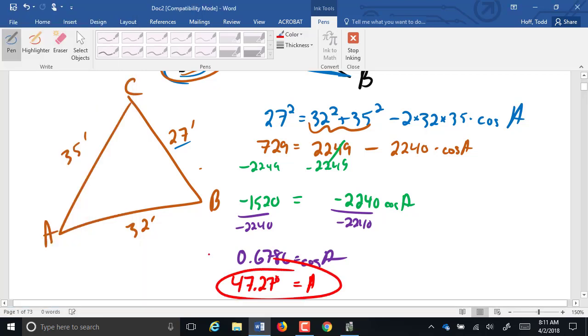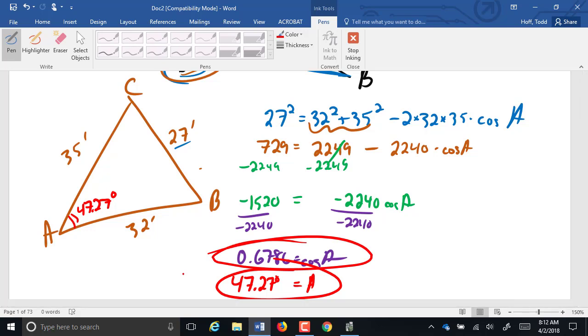How many of you had that for angle A? Or something really close to it? You just had to do the inverse cosine after that. Of course, once you have that angle, it's just law of sines to find the other ones. I'd probably use the 32 to find angle C first, just to be safe.